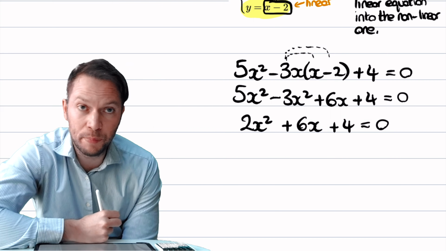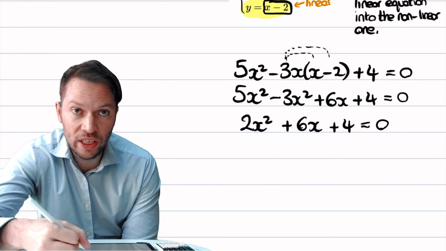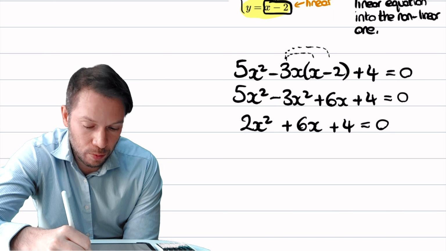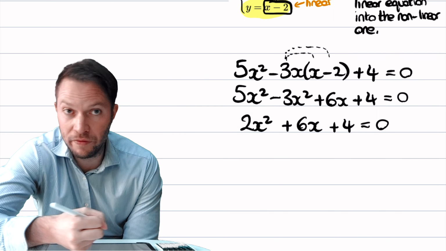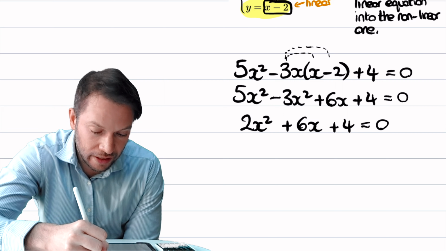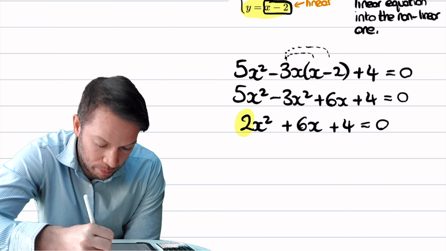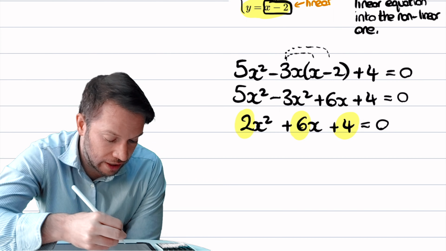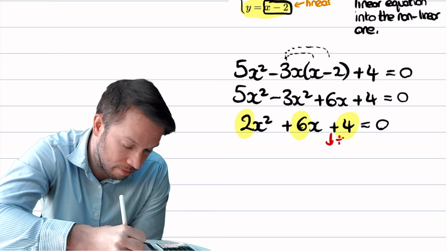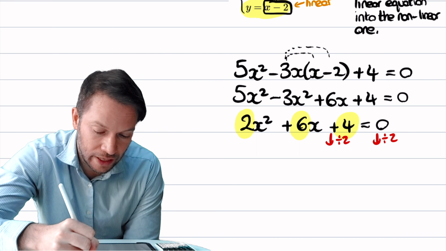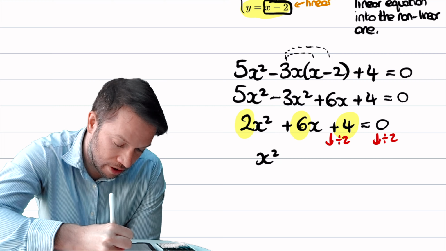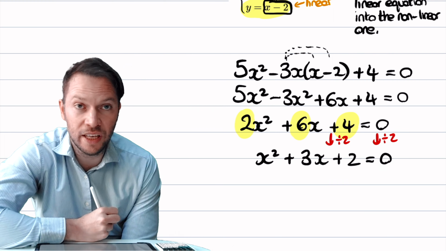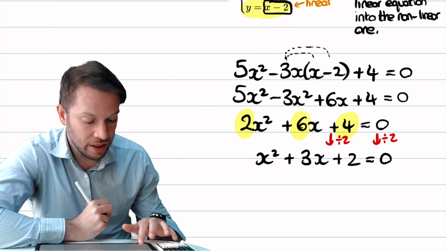Now, always try and spot where you can divide the equation by something to make the numbers smaller, because quadratics are easier to factorize when there's no number in front of the x squared. We effectively have 1x squared. But can you see that all these coefficients here, the numbers in front of each term, are all even, which means you could just divide both sides of the equation by 2. So divide by 2, and that's going to give us x squared plus 3x plus 2 equals 0. And now this is an easier equation to factorize, to solve.